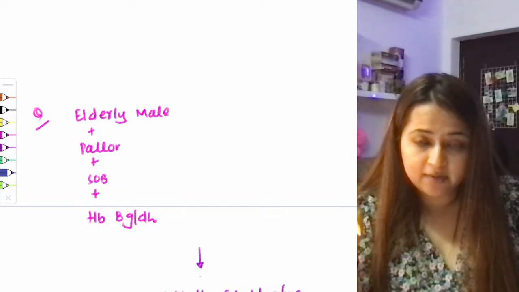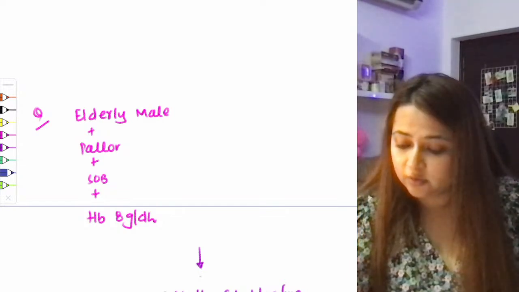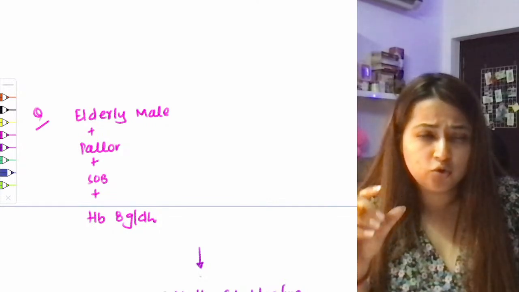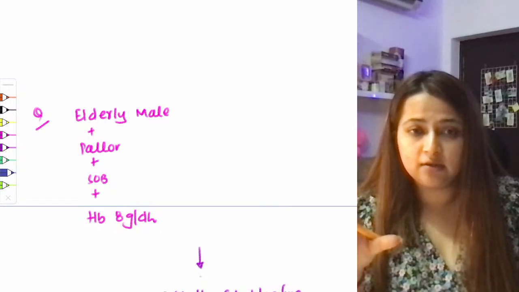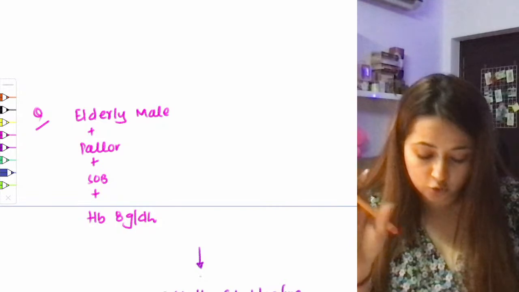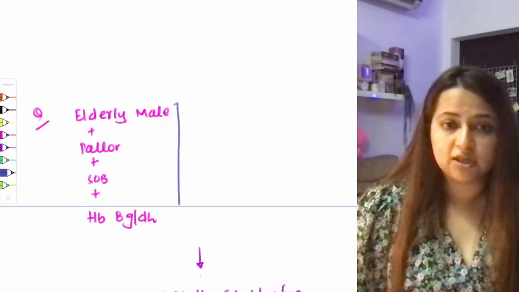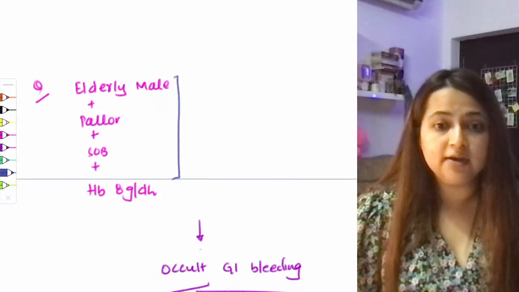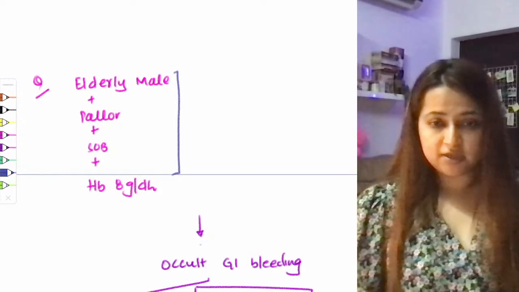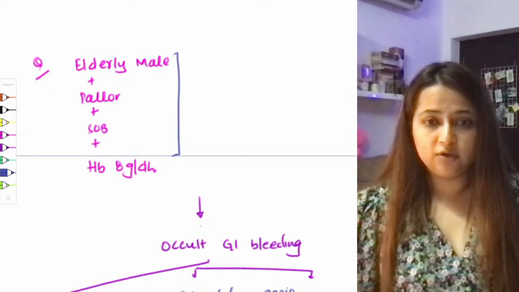Now, this elderly male having pallor, shortness of breath, and reduced hemoglobin. So, you should always think about something hidden. Occult GI bleeding, you should always think about it in such cases. Occult means hidden. So, if there is any kind of hidden GI bleeding, you should think about that.